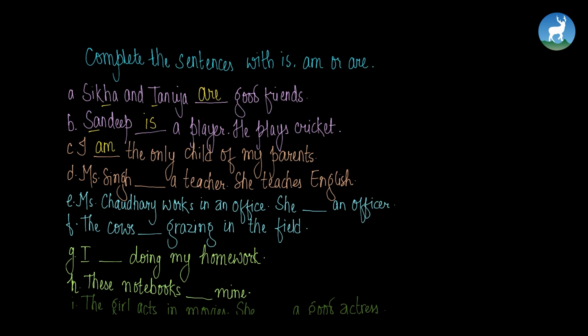Mrs. Singh dash a teacher. She teaches English. So we write is. Miss Chowdhury works in an office. She dash an officer. She is an officer. The cows dash grazing in the field. Cows, plural subjects, are. The state of being, right? I dash doing my homework. I am doing my homework. These notebooks dash mine. Notebooks, plural subjects, so we write are. The girl acts in movies. She dash a good actress. She, singular, so we write is.